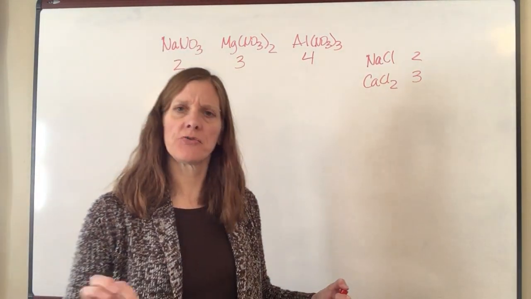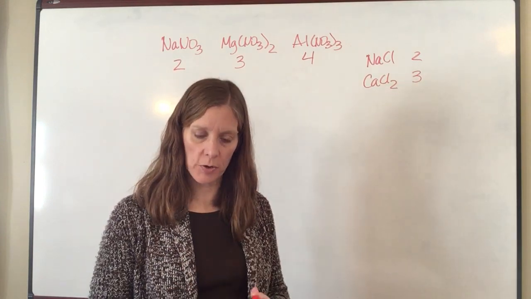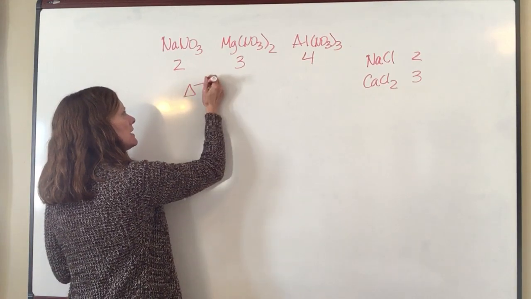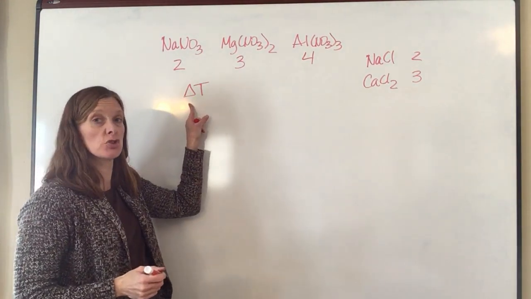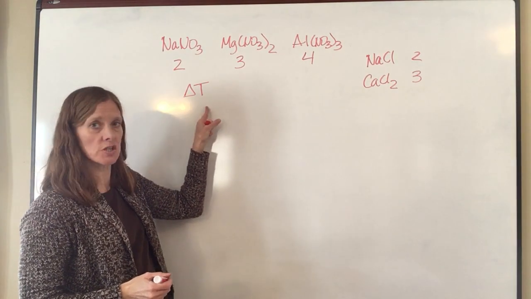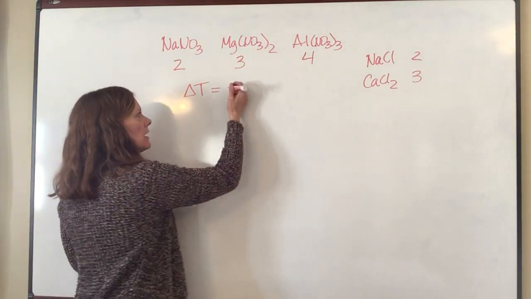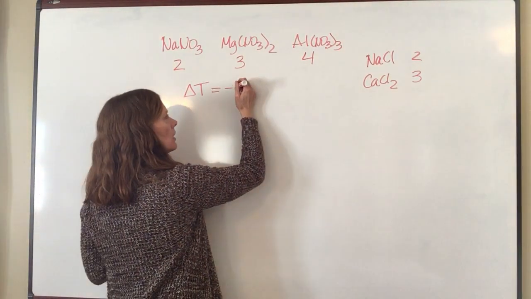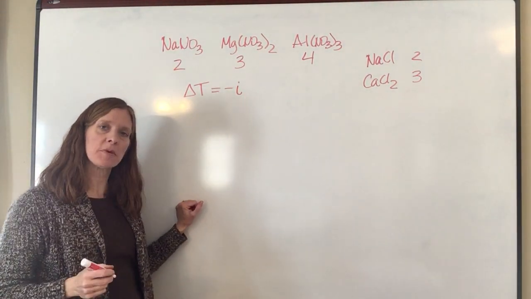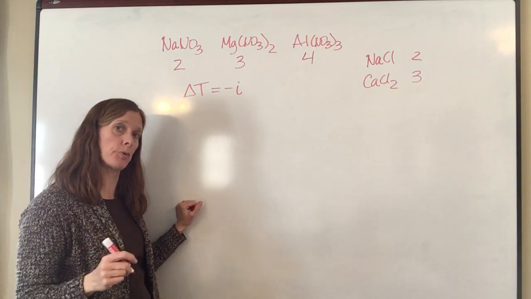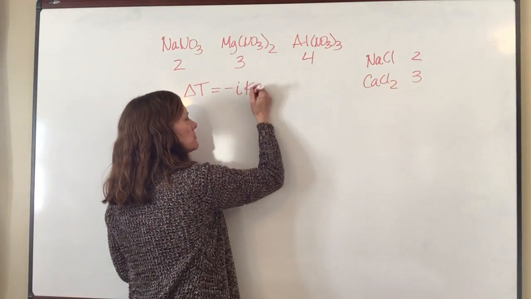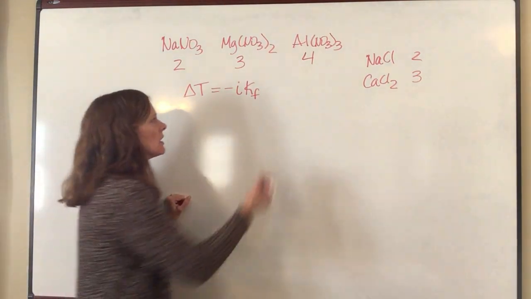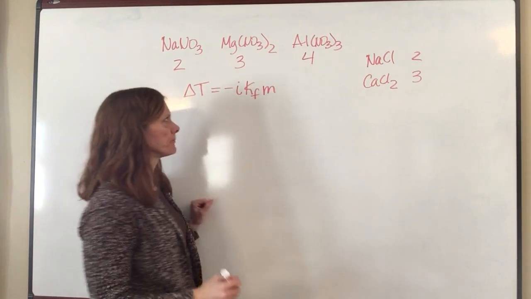So in order to figure out exactly how far we're going to lower the freezing point, we're going to use this equation: delta T, and the delta stands for change. So I have the change in temperature is equal to a negative, and you have to make sure you get that negative in there, i, and the i is for how many ions the solute puts into solution, times the K sub f, the constant for that particular solvent, times the molality of the solution, okay?